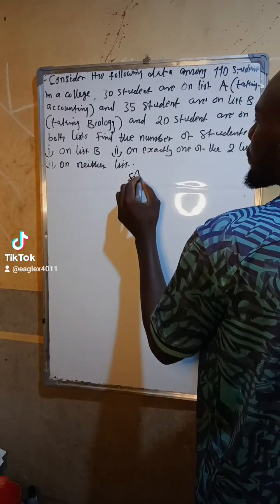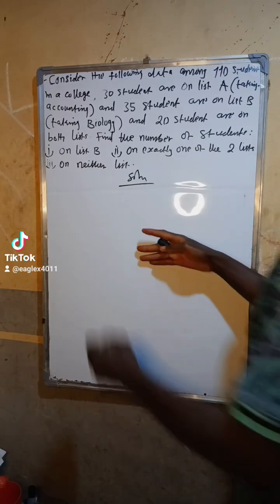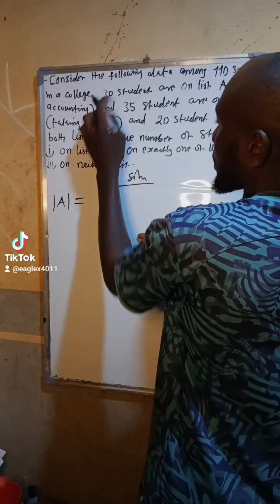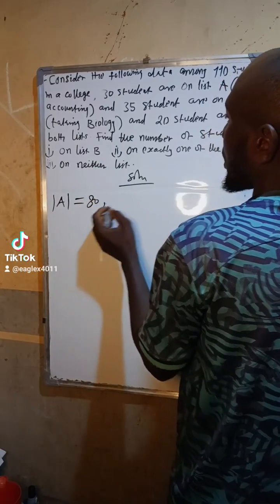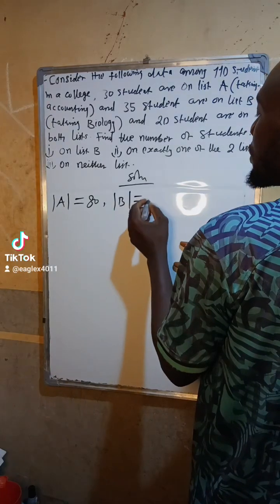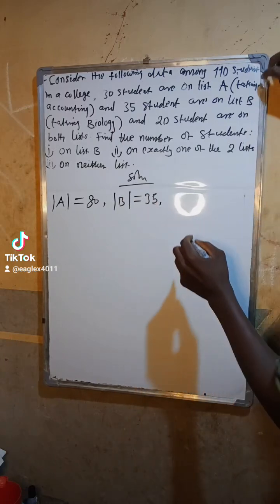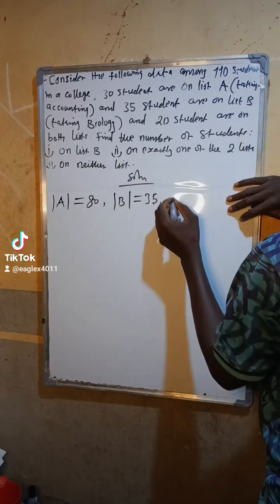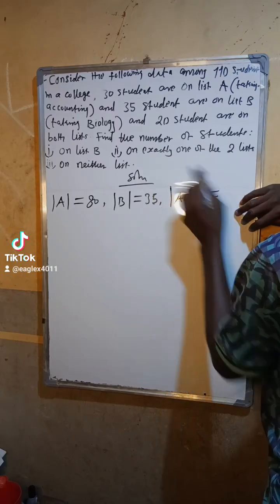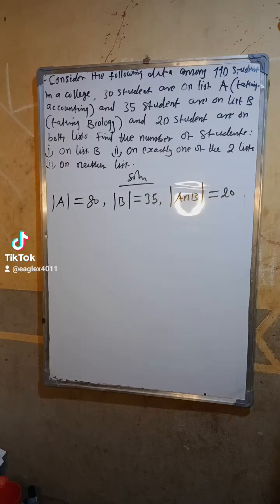Okay, solution. Before we start solving this, let us collect our data first. The number of students that are on list A, they are 30 in number, and those that are taking biology, they are 35 in number. And those that are on both lists, that is A intersection B, is equal to 20. That is those that are taking both accounting and biology.